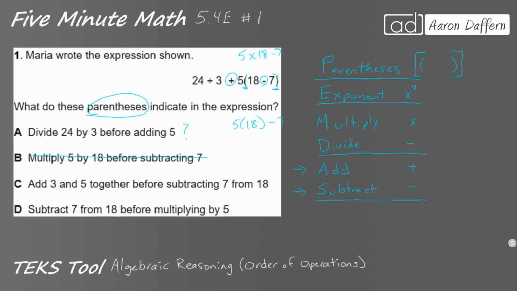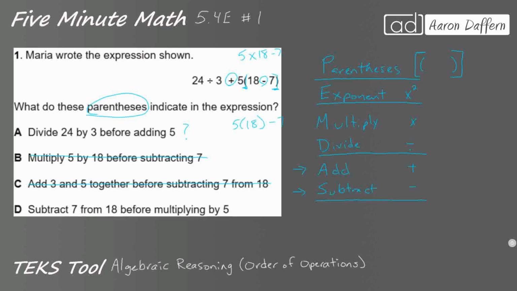Add 3 and 5 together. Oof, that's the last thing we're going to do. Then subtract 7 from 18. No, 3 and 5, that addition is at the very bottom. And then subtract 7 from 18 before multiplying by 5. Okay, that looks like that's going to be true.